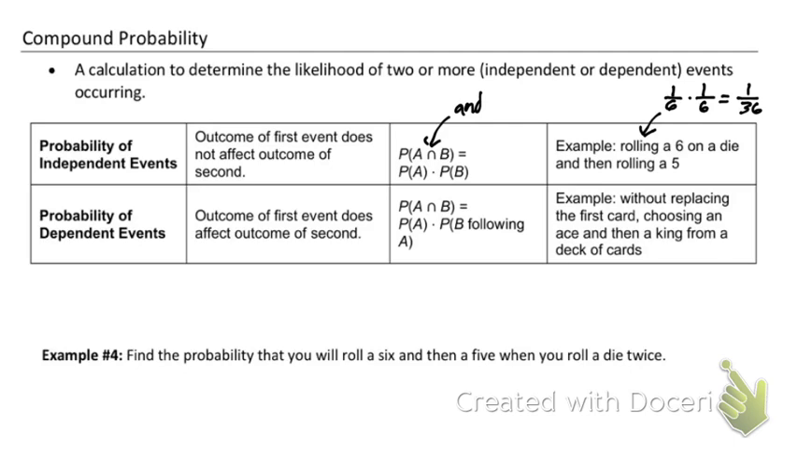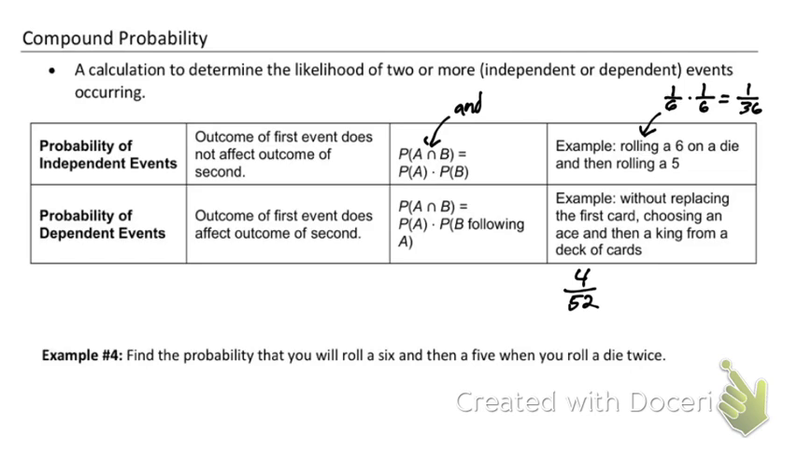The next one is dependent. Dependent means one of the events is affected by what happened in the other event. So outcomes of the first event do affect the outcome of the second event. So if we look at this example, it says, without replacing the first card, choosing an ace and then choosing a king. So when I'm choosing an ace, there are 4 aces in a deck of 52 cards. We're not counting jokers. So that means to pull out an ace, we would have 4 over 52.